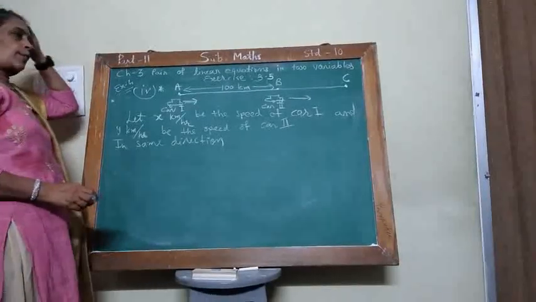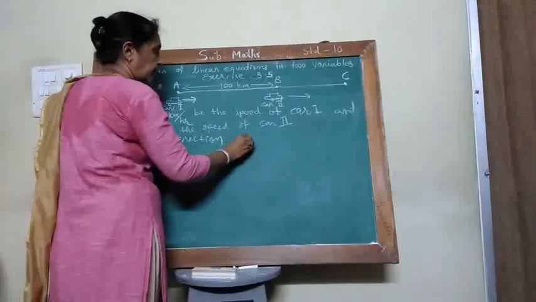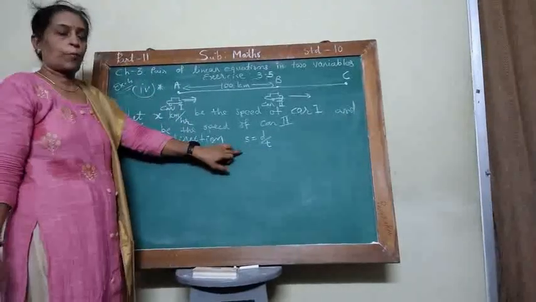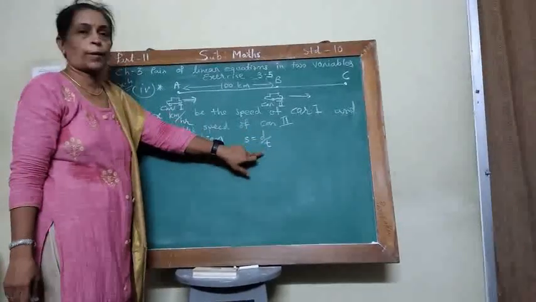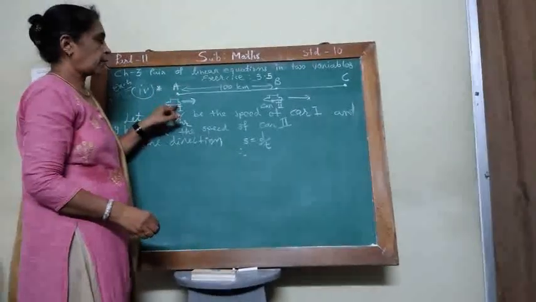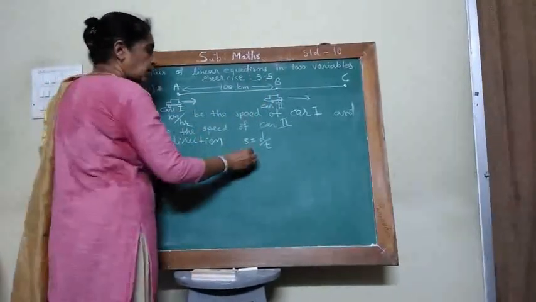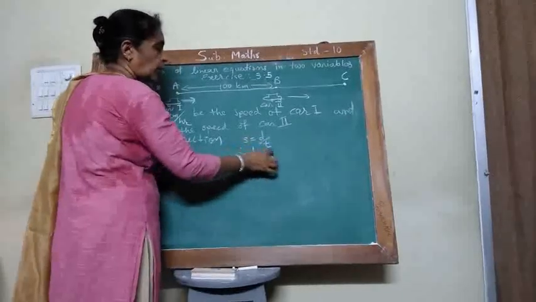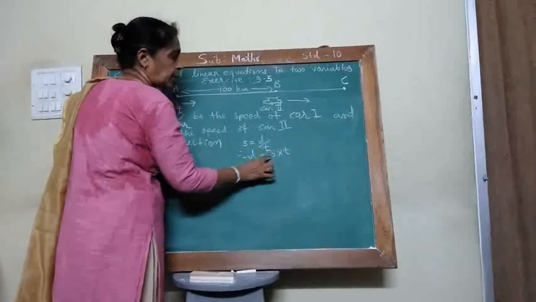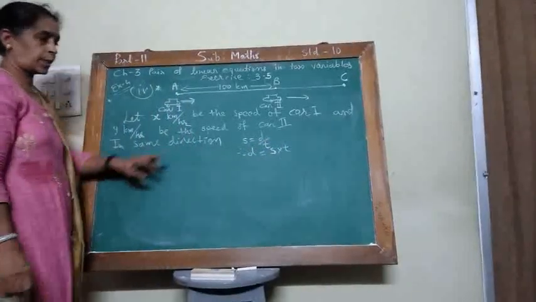Car A travels how many distance? For that you have to write speed is equal to distance upon time. In science you learn this formula. So I want to find the distance travelled by car 1 and car 2. Distance is equal to speed multiplied by time, that is s multiplied by t. This is the formula.